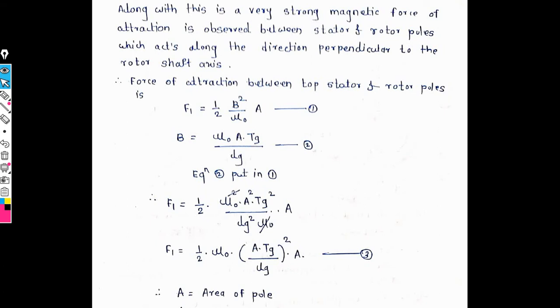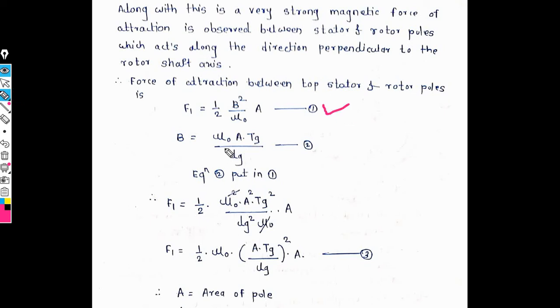Then in the DC machine, a magnetic force of attraction takes place between the stator and rotor poles, and its direction will be perpendicular to the rotor shaft axis. At that instant, the force between stator and rotor is F1 equal to 1 upon 2 into V square upon mu 0 into A. This is the formula for the force of attraction between stator and rotor poles.